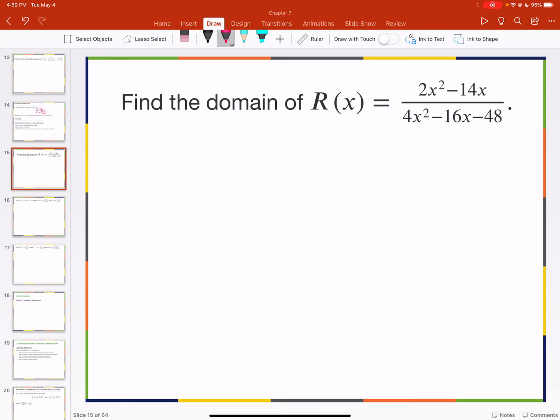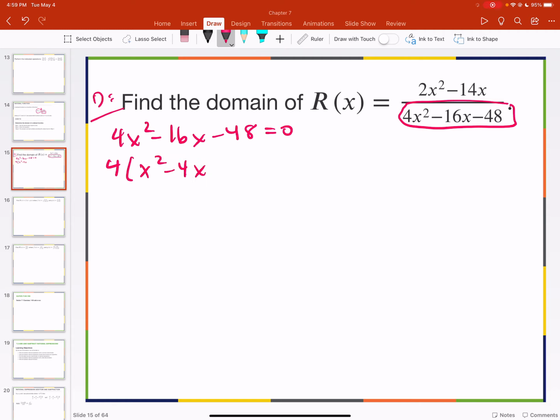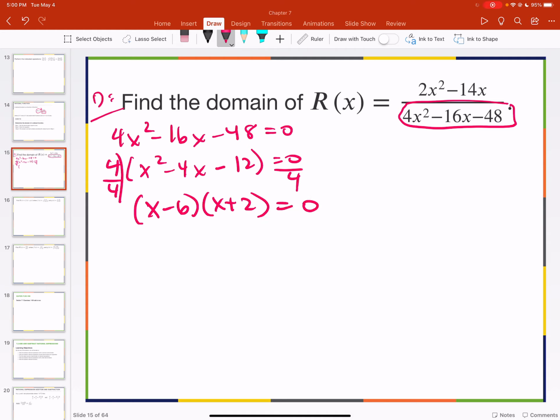Let's find the domain of this function here. So let's look at the denominator and set that equal to 0. So you get 4x squared minus 16x minus 48, and let's set that equal to 0 to find the domain. I can factor out a 4. That gives me x squared minus 4x minus 12 equal to 0. So I can divide both sides by this 4, get rid of it. So then on the left-hand side, I have x minus 6 times x plus 2 is equal to 0. So then the two numbers are positive 6 and negative 2, right? So these are not allowed in the domain.